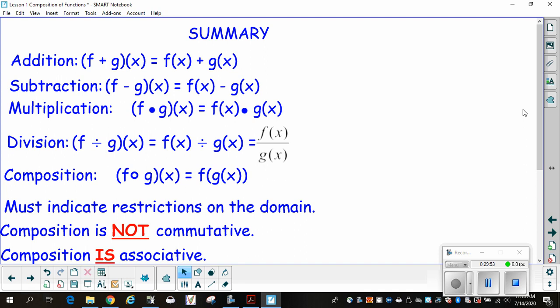In summary, addition of two functions can be written a number of different ways. Here's two examples. Subtraction, 2 examples. Multiplication, 2 different examples. Now, please notice it's a closed dot. A closed dot says multiplication. Division, here's 1, 2, 3 different ways. Do not forget, you do need your restricted values when you're doing division.